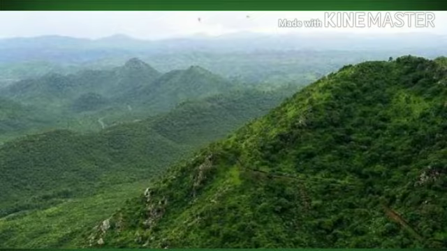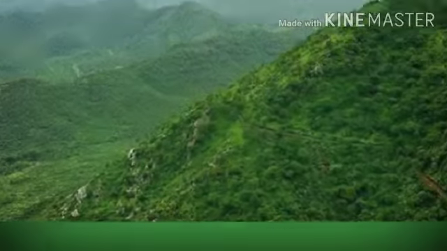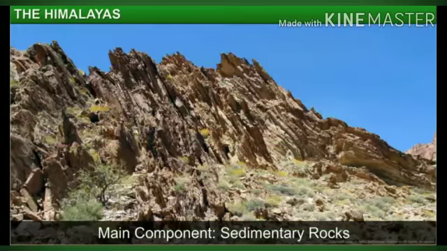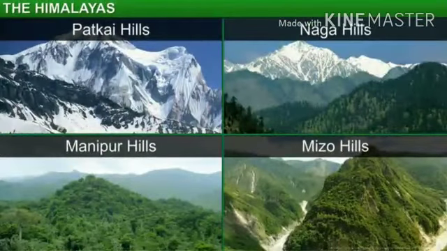Purvanchal is covered by thick forest and mostly consists of parallel ranges and valleys. Sedimentary rock is the main component of this region. The Purvanchal range is made up of the Patkai hills, the Naga hills, the Manipur hills and the Mizo hills. That was a brief overview of the Great Himalayas.